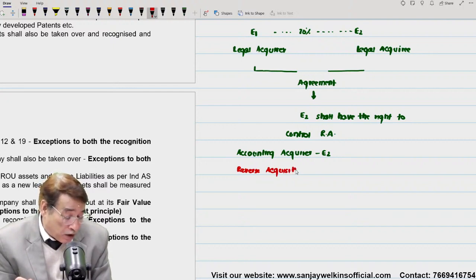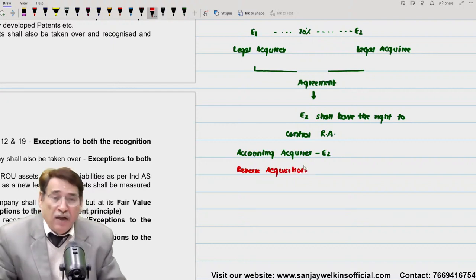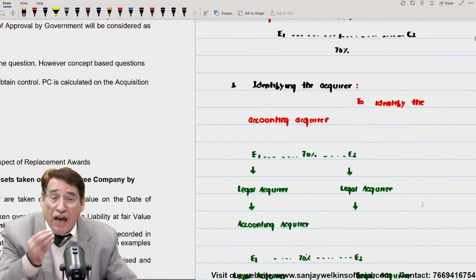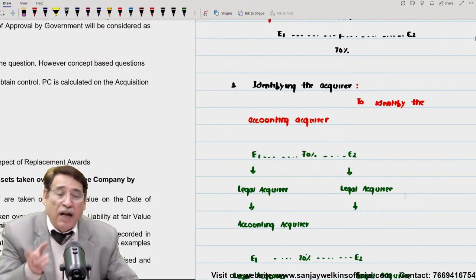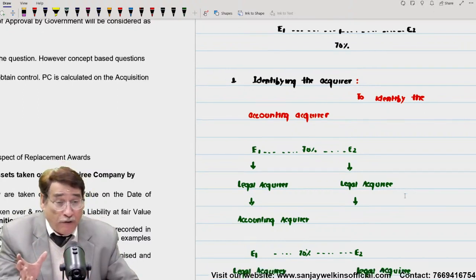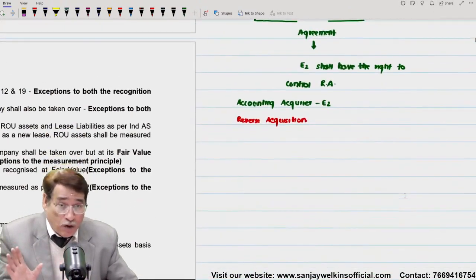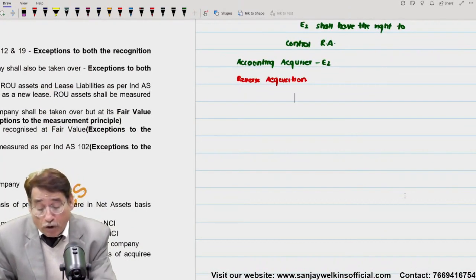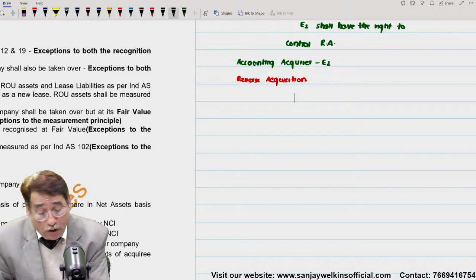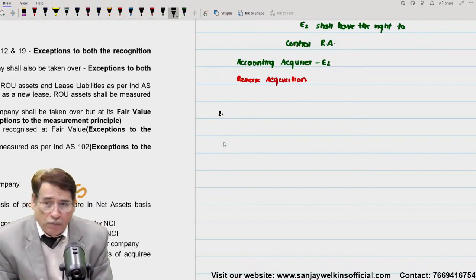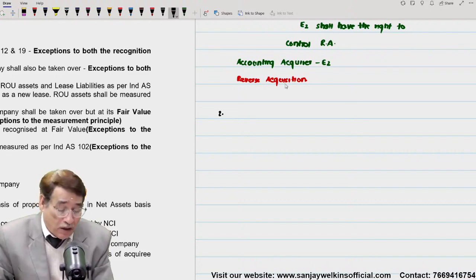That is why this particular standard stresses under point number one that, first of all, on the date of acquisition, you will have to find out in whose books the accounting will be done. Accounting will always be done only in the books of the accounting acquirer and not the legal acquirer. Is it clear to you? That's a different matter; I've already told you. More often than not, your legal acquirer will be the accounting acquirer also. But under rare circumstances, we may come across such a situation. Is it clear to you or not?